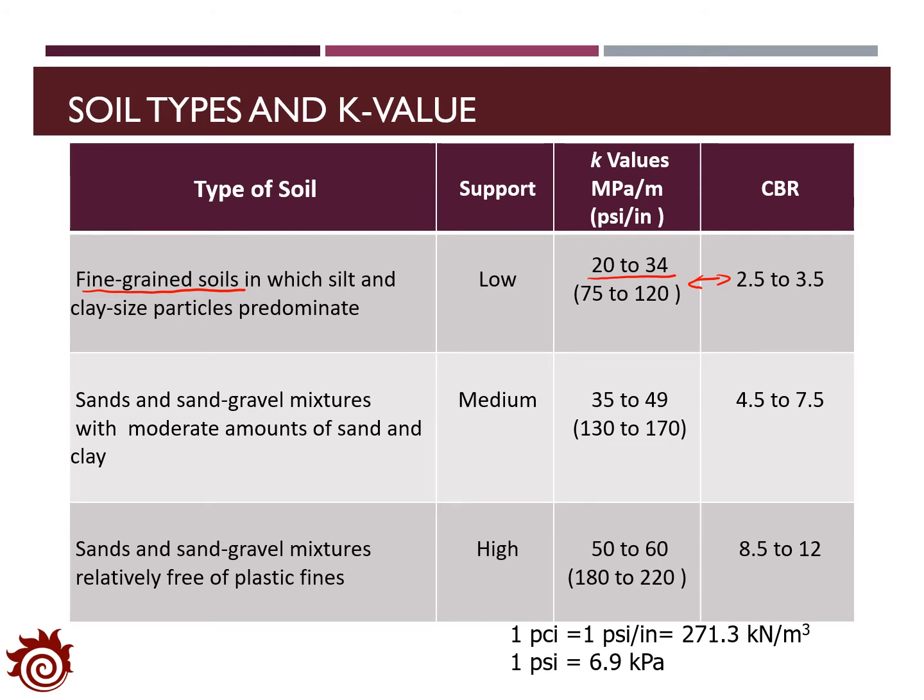For the sand and sand gravel mixture, the typical K values are between 35 to 49, which is equivalent to the CBR of 4.5 to 7.5. For the sand and sand gravel mixture relatively free of plastic fines, the K value varies around 50 to 60, and the CBR is between 8.5 and 12.